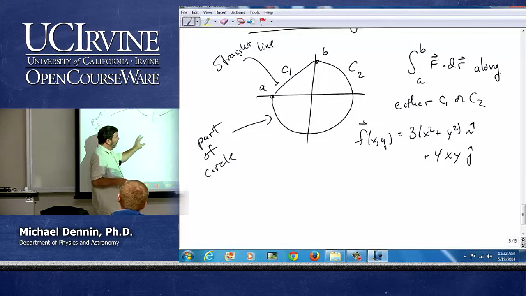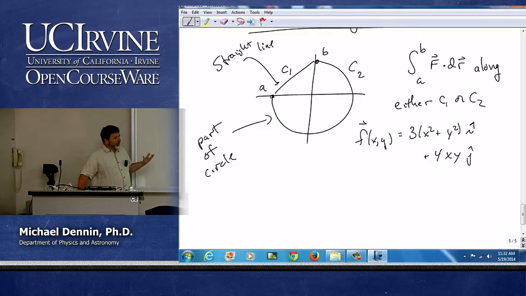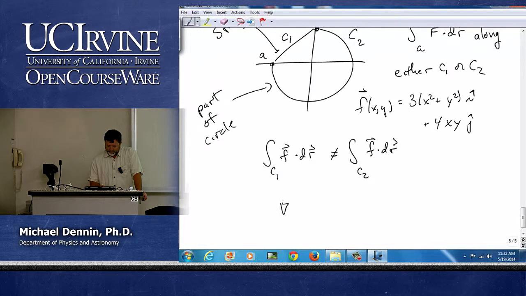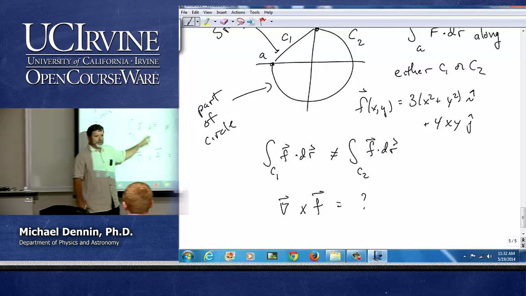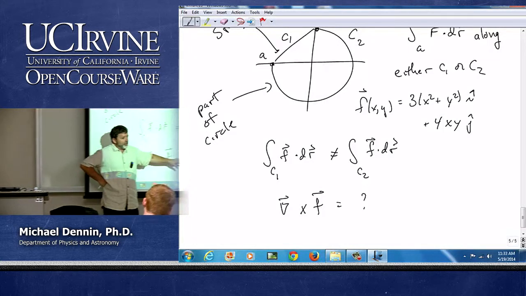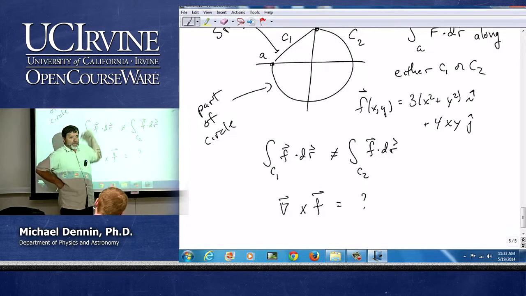Now, when I do these two integrals, I get two different answers. And if we recall from our vector calculus, the reason we get two different answers is the integral around C1 of f dot dr does not equal the integral around C2 of f dot dr. What do we know about the curl of f? Does anyone remember this basic vector relation and identity? It's not zero. Right? The curl of f equals 0 is special. Why? It makes it a conservative function, and then the integral is path independent.